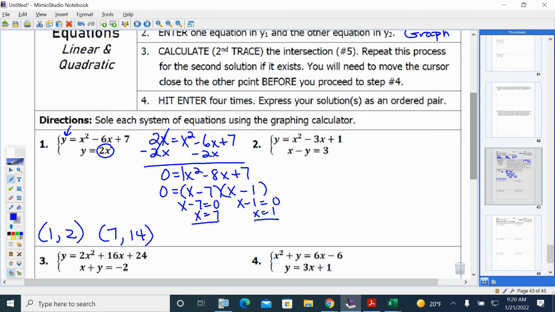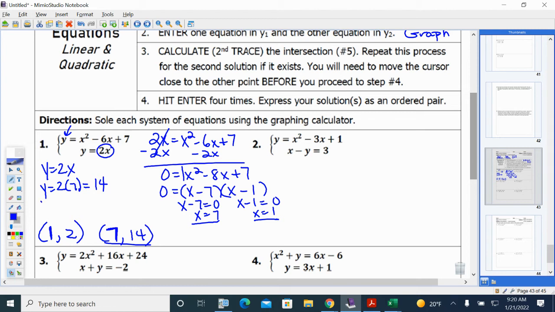So notice that the x equals 7 is here and x equals 1 is here. To finish this up, to find the y values, you have to substitute those back in. I would use the y equals 2x. So if x is 7, 2 times 7 is 14. Y is 14, so that gives me that ordered pair.